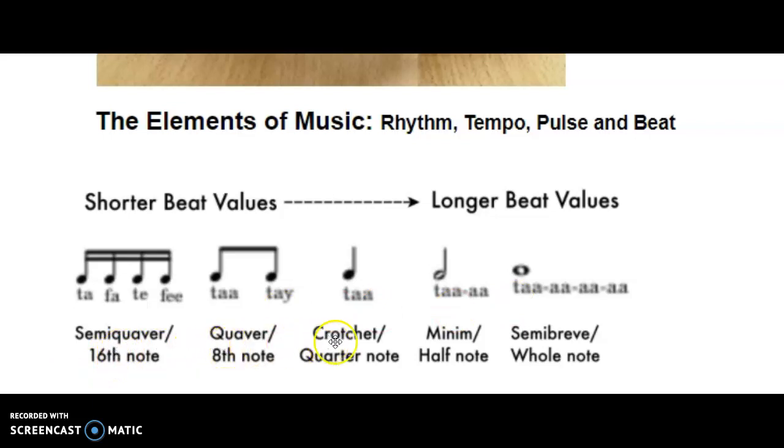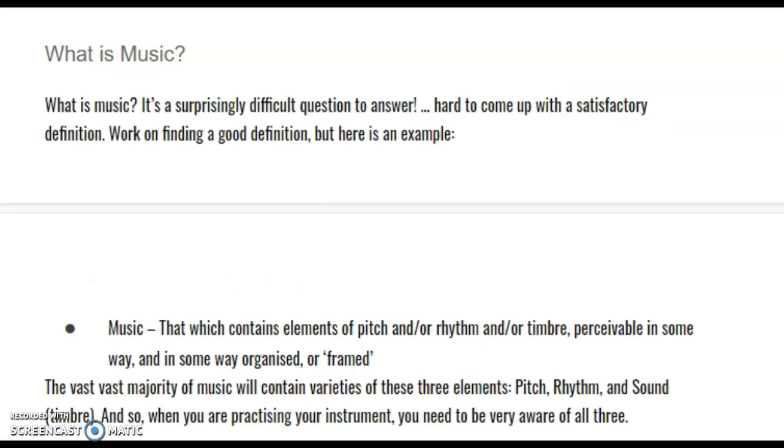Semi-quaver, quaver, crotchet, minim, semi-breve. But it's not wrong if you take the American way of writing 16th note, 8th note, quarter note, half note, or whole note. So in your assignment, you will see that I asked the question, what is music?